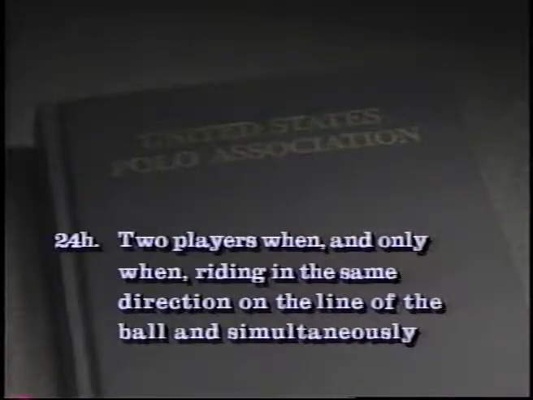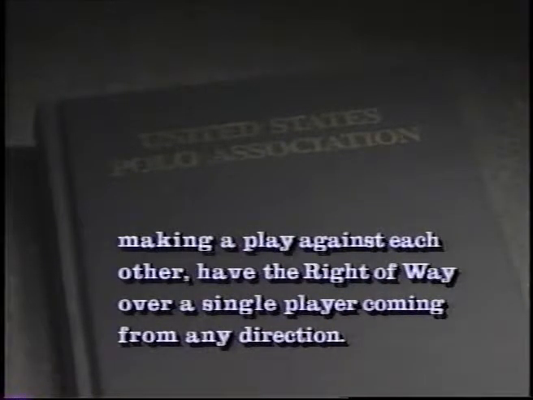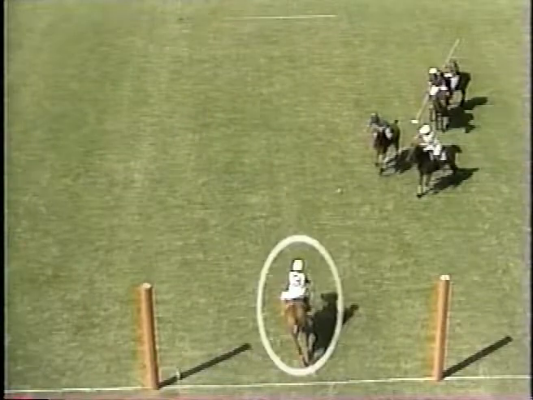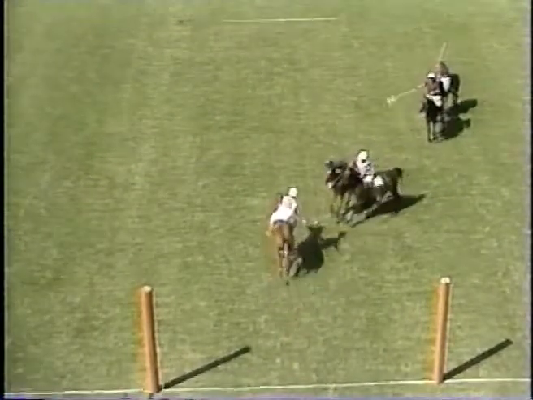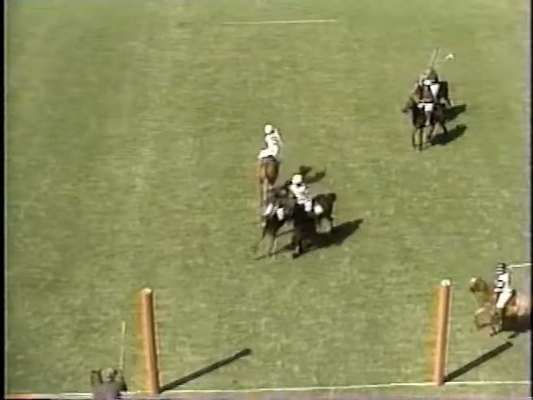Rule 24H. Two players, when, and only when, riding in the same direction on the line of the ball and simultaneously making a play against each other, have the right of way over a single player coming from any direction. Here, the player on the white pony fouls by crossing two players who are on the line of the ball and making a play on each other.